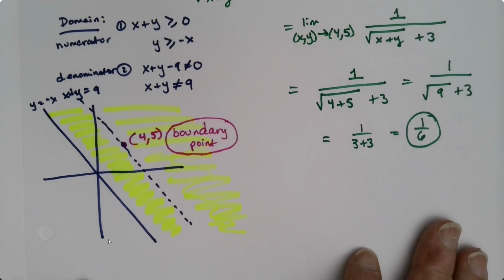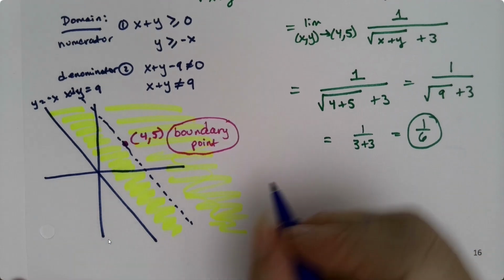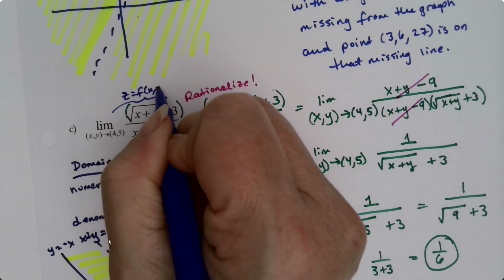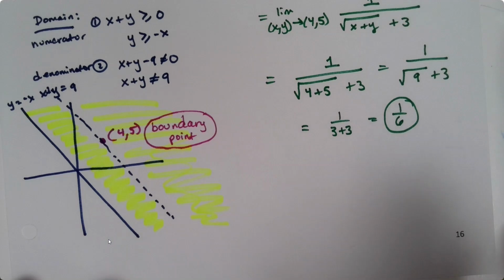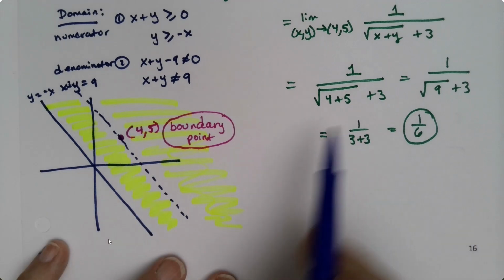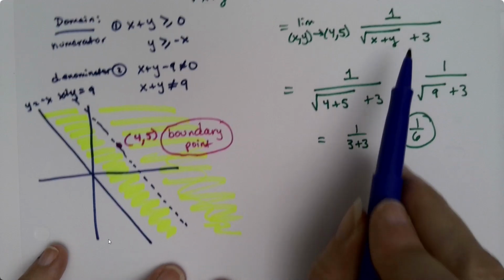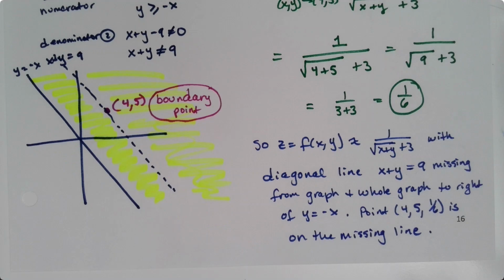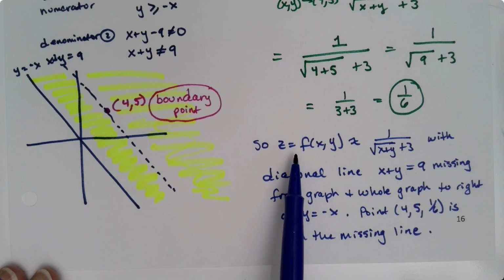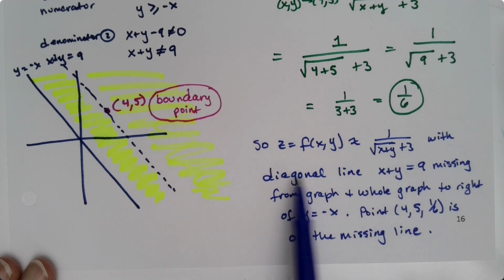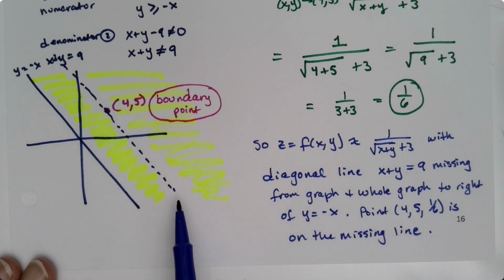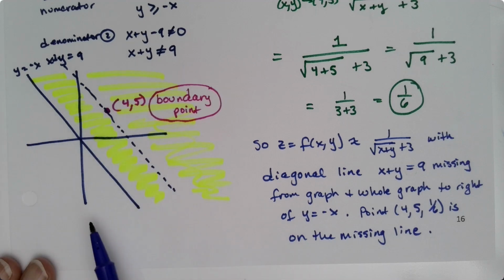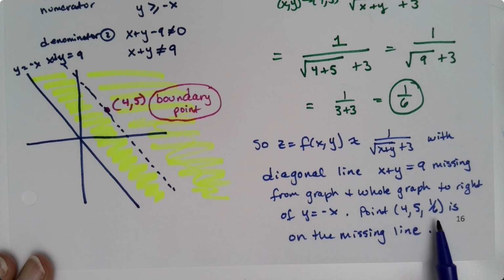All right, so now what does this mean? Well, let me call this z equals f of (x, y) again. If I say that's a function, the graph of that function would be the same as the graph of 1 over the square root of x plus y, plus 3, but it has this diagonal line missing. So the graph of our original function is the same as the graph of this function, but it's going to have that diagonal line of x plus y equals 9 missing. And technically the whole graph is to the right of y equals negative x. There won't be anything over here. And that point that we found, (4, 5, 1/6), is on that missing line.